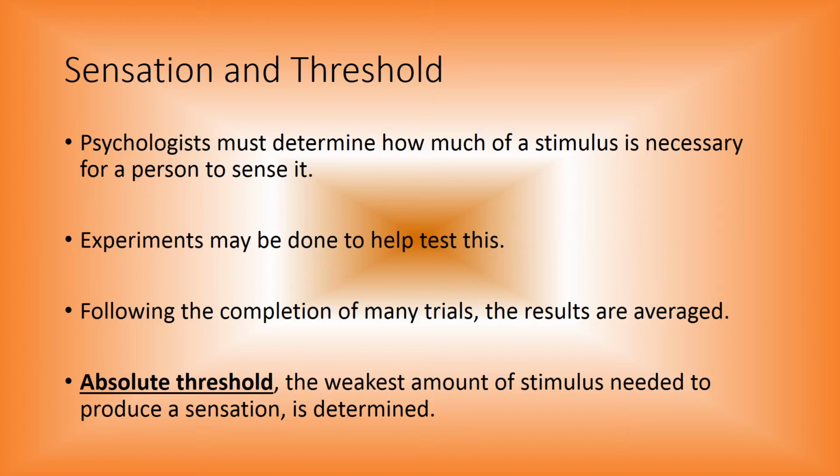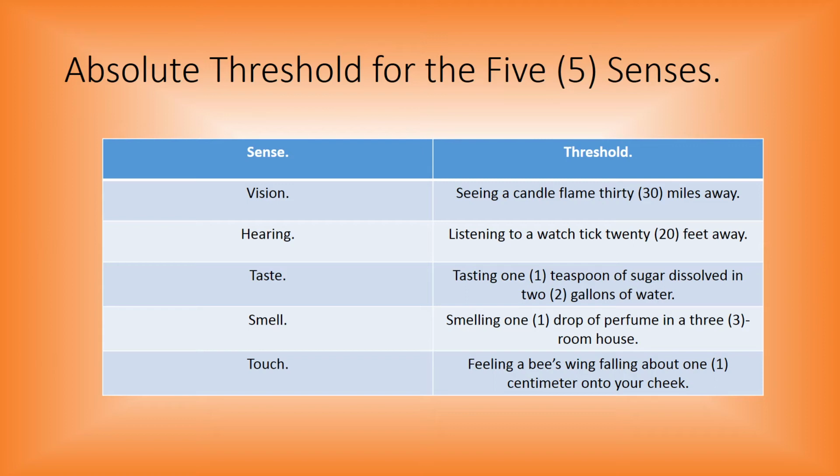For example, how much of a smell must be in a room for a person to smell it? What amount of pressure must be felt on the skin before a person feels it? Other examples as well. So here's some absolute thresholds for the five senses. For vision, seeing a candle flame 30 miles away. Hearing, listening to a watch tick 20 feet away. Taste, tasting 1 teaspoon of sugar dissolved in 2 gallons of water. Smell, smelling 1 drop of perfume in a 3-room house.